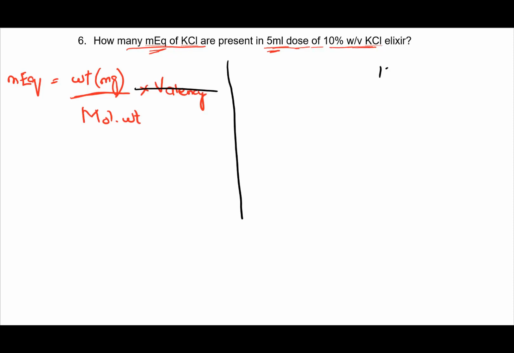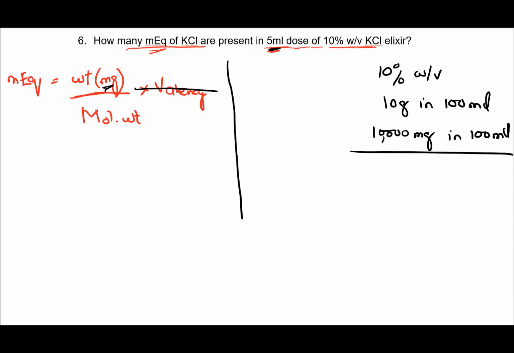We have 10% weight by volume, which means 10 grams in 100 mils. But I have 5 mils of the solution, so I will find out how many grams or milligrams I have in 5 mils. Because I know that in the equation it would be milligrams required, I will just convert this into milligrams right here. That's 10 grams, so that will become 10,000 milligrams in 100 mils. So I know from this 10% weight by volume that 100 mil has 10,000 milligrams.